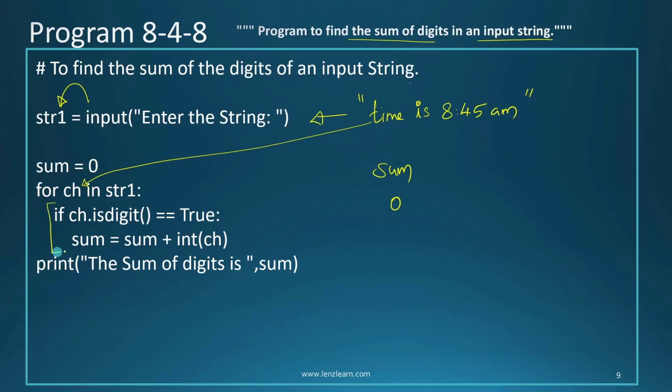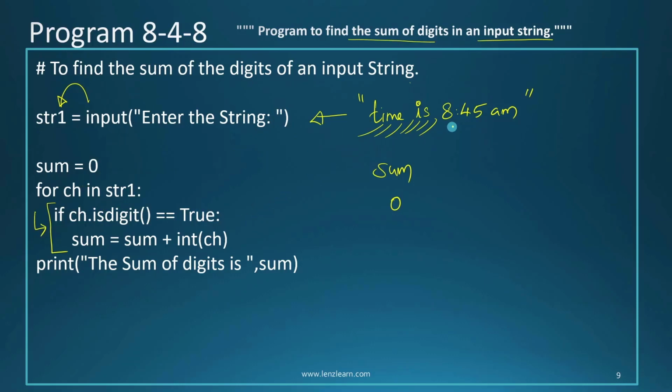Now inside the for loop I have two statements. The first if condition will identify whether the value of ch, which is t, is a digit. Right now this is false, because it is not a digit, it is an alphabet. So this will return false, and false equal to true will return false. So I will not add t into the sum because that is an alphabet. I cannot do that. Similarly, when I take i, m, e, space, i, s, space, the same thing is going to happen. is digit will always return false, and this condition check will return false.